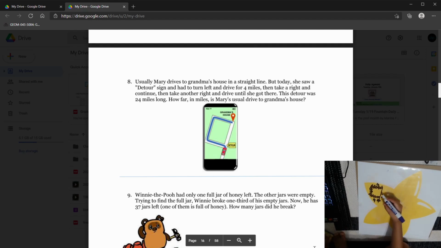some people would just split 16 up and put these as 8. But we need to remember that only the detour is 24. So this would be a plain 16 because that's the detour, not the whole rectangle. Only the detour is 24 miles long. So the answer would be 16.